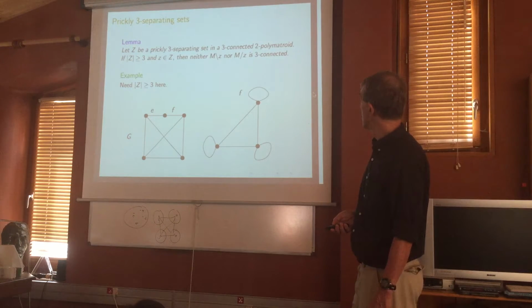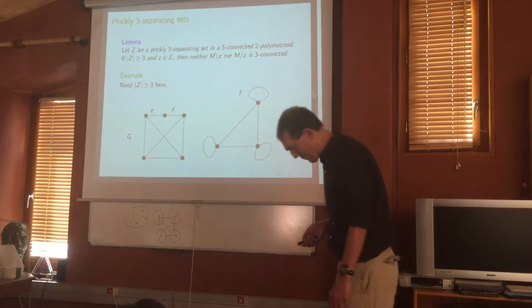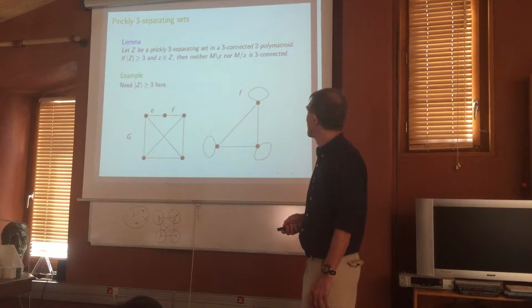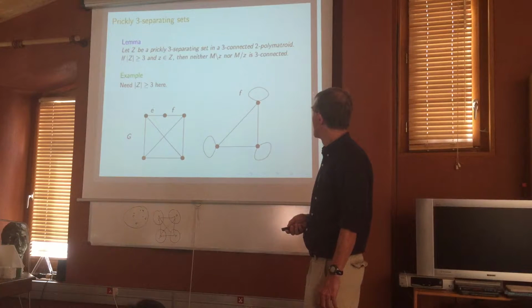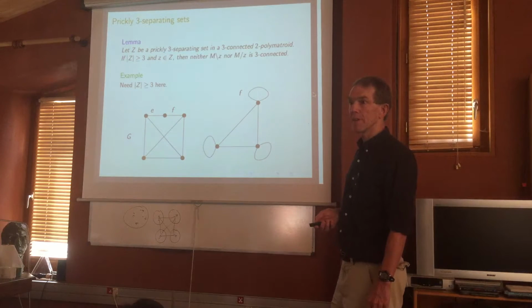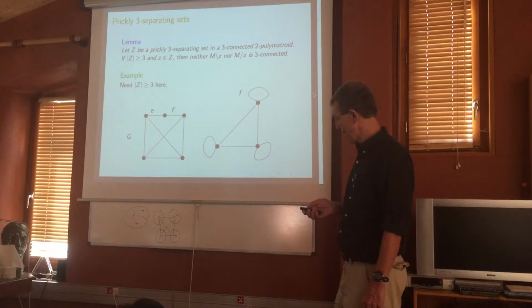Did I make a mistake? No, because that means that the prickly things aren't problematic and have size 2. That's what you're trying to show. Oh yeah, okay, sorry. Okay, thank you. So you need this hypothesis that the number of elements is at least 3 to get this. Questions?